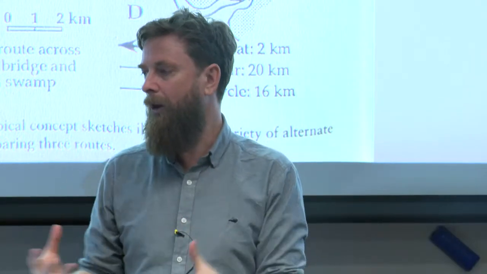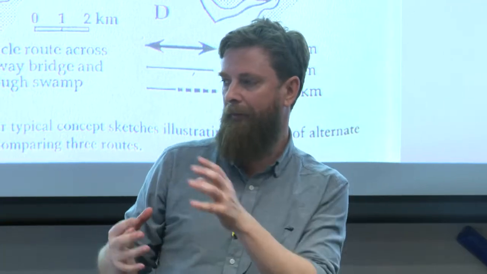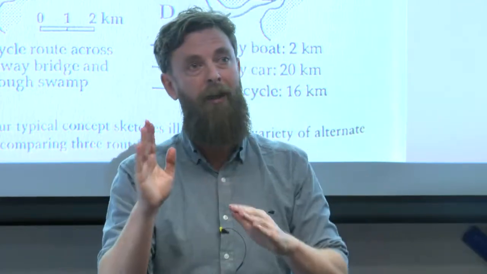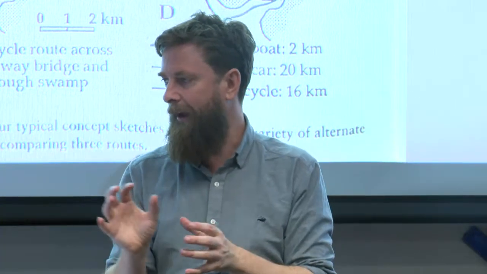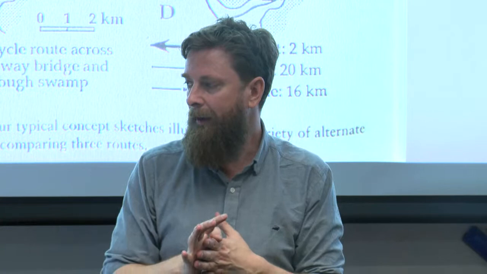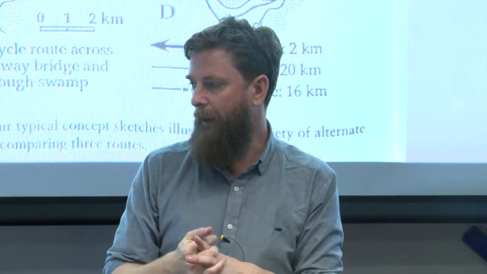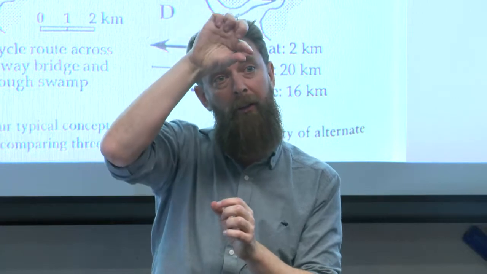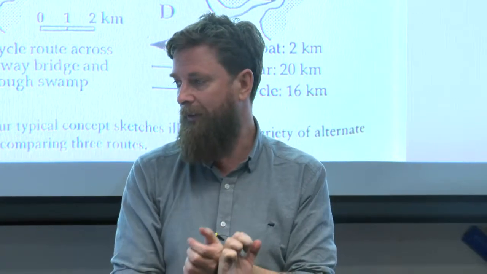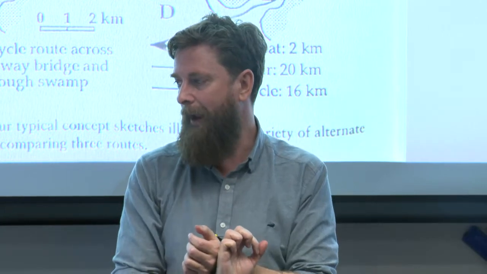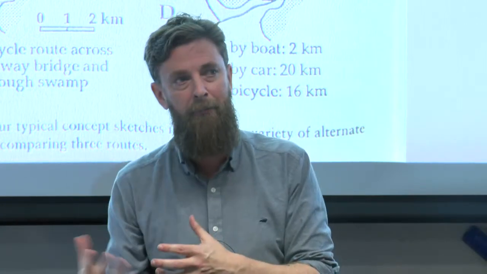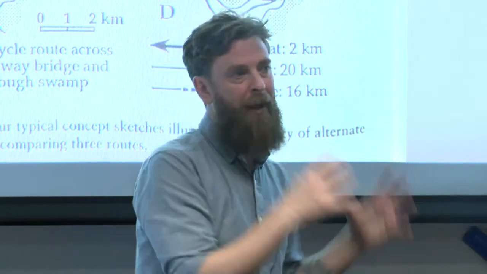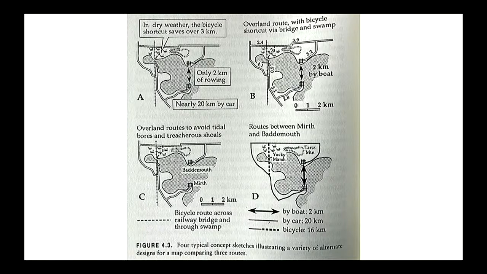So the top one is emphasizing the distinction between different modes of transport, bicycle versus rowing versus car. Map B, top right, actually has little distances on the road segments, so you can see how many kilometers they are, and it mentions the bridge and the swamp as geographic features. Map C, bottom left, is cautioning about what might happen on a marine use, with overland routes to avoid tidal bores and treacherous shoals.